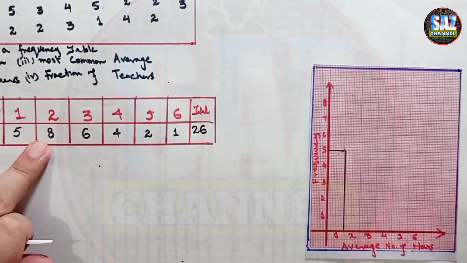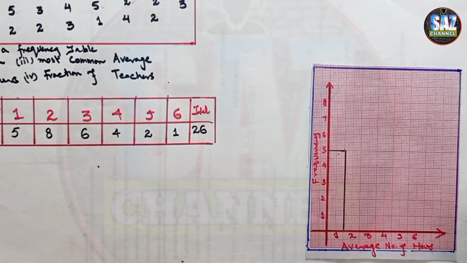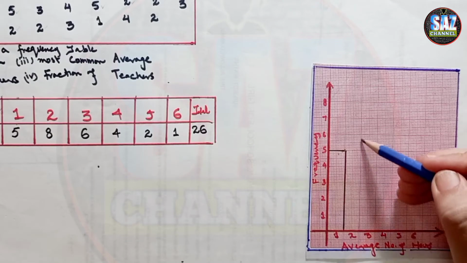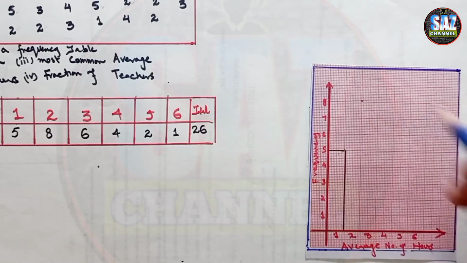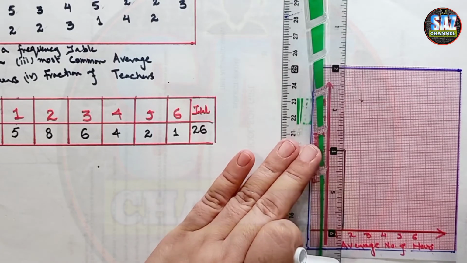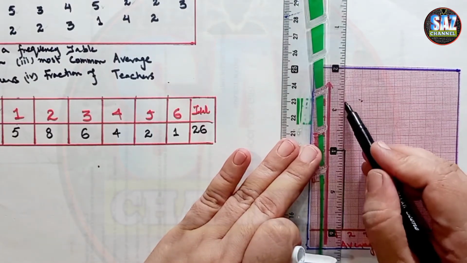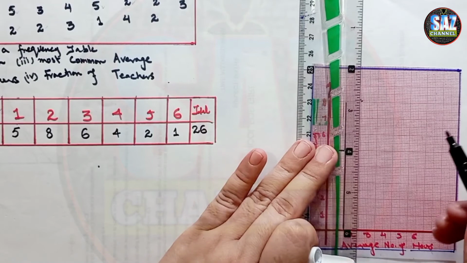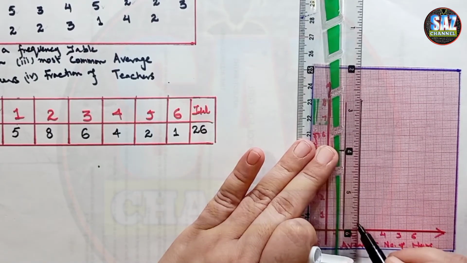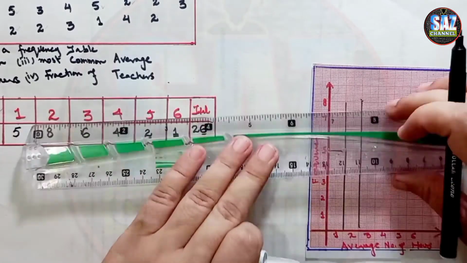Then at 2 we are having 8. 2 with 8, and let me mark the point. The point will be coming at this place, and then I have to join this. Enjoy your work, a really easy and really interesting topic, and important as well for your O-level examination.